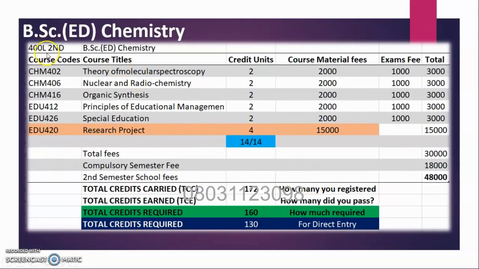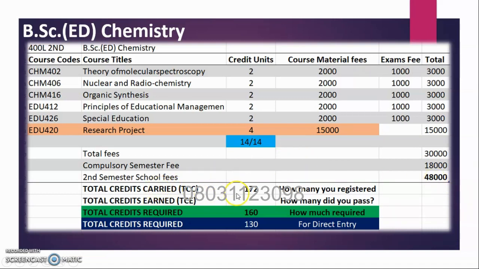Then you have 400 level second semester. These are your courses, and it includes a research project. 15,000 is the standard fee for research projects in NOUN. So you are expected to register all of these and pass them all. Your last school fees, assuming you never carried anything over, but even if you had some carryover, you can add them here. You can see 14 out of 24. You have 10 unused credit units to add any leftover courses. So you have 48,000 as your last school fee here.